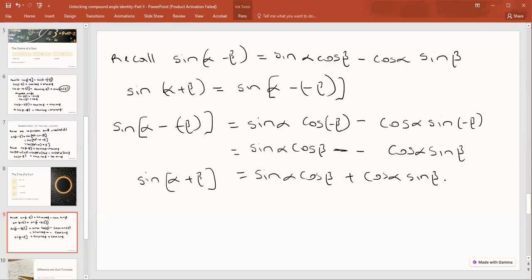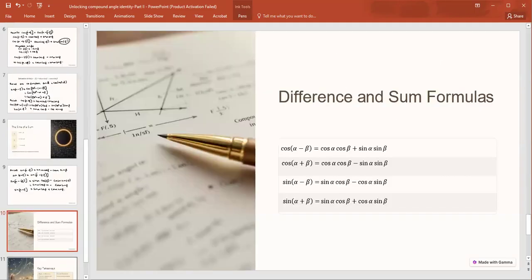End of proof. So to conclude, what did we study in this video? We did prove that the cosine of alpha plus beta is equal to cosine of alpha times cosine of beta minus sine of alpha times sine of beta. We equally proved that sine of alpha minus beta is equal to sine of alpha times cosine of beta minus cosine of alpha times sine of beta. We equally proved that sine of alpha plus beta is equal to sine of alpha times cosine of beta plus cosine of alpha times sine of beta.